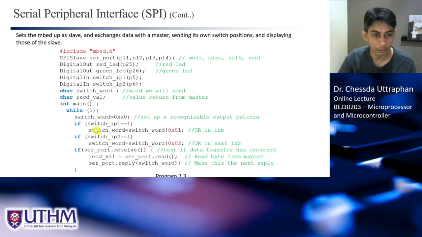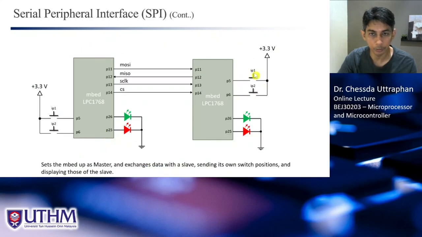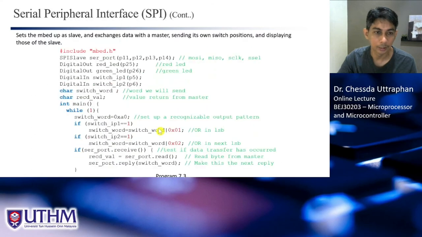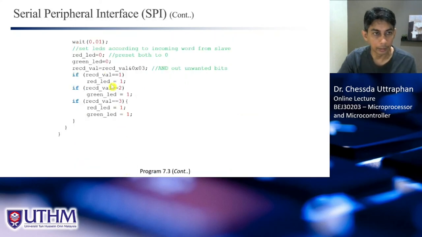Yeah, reading the switch part, which is reading this one, but we don't want to read this one first, but we want to read from here. So to read from there, we need to check whether this is equal to 1 or not. Serial port dot receive equal to 1 or not. If equal to 1, we read the condition here to this variable. And here is the output to the LED.